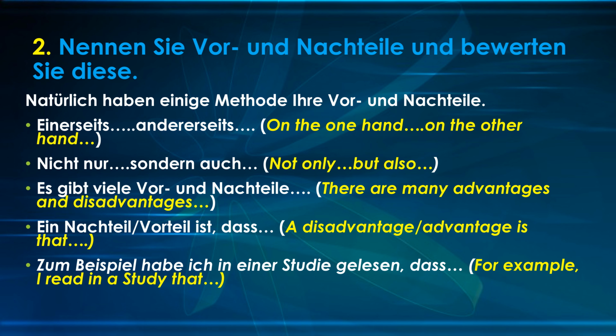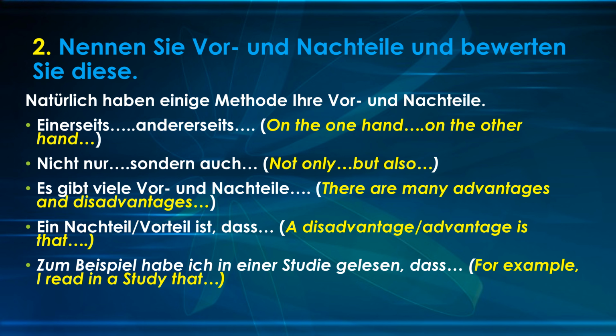Also, moving on to point number 2, where you should say, nennen Sie Vor- und Nachteile und bewerten Sie diese. In this case, you can talk about an advantage and a disadvantage of one or both of the alternatives that you give for euthanasia, or depending on the topic that you might have at hand. For example, in this case, you can say, natürlich haben einige Methoden ihre Vor- und Nachteile. That is just how you can introduce it to make it easier.